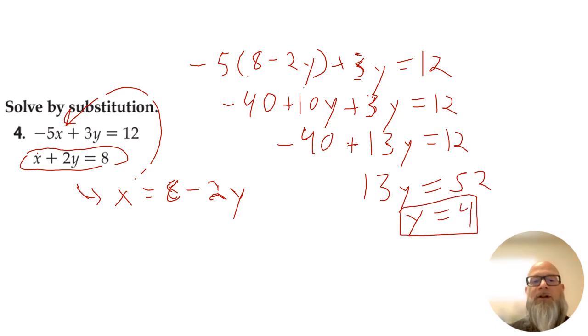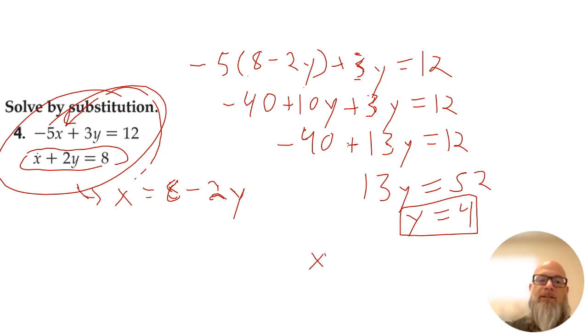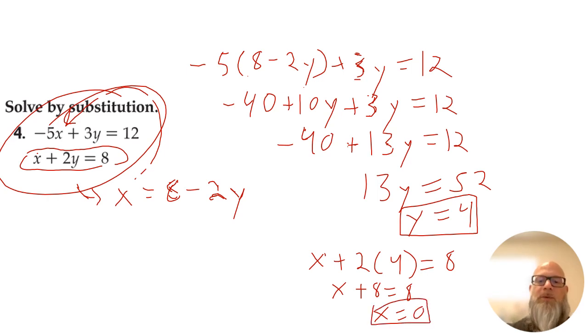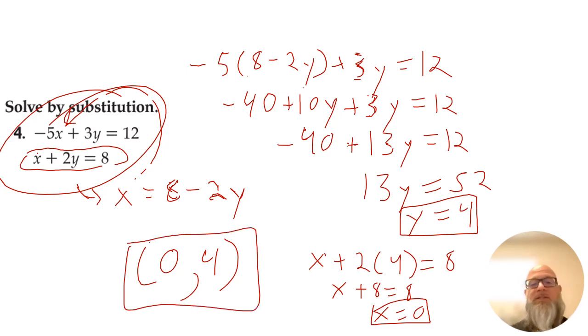All right, now how am I going to solve for x? No problem. I'm just going to come over and plug in y equals 4 into either of the two equations. Let's plug into the second equation, okay? x plus 2 times 4 equals 8. Therefore, x plus 8 equals 8, or x equals 0. So what is my ordered pair that solves this system? 0, 4. All right, no problem. That is my solution to my system of equations.